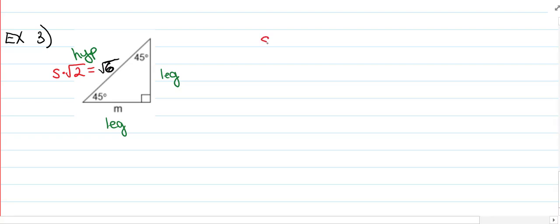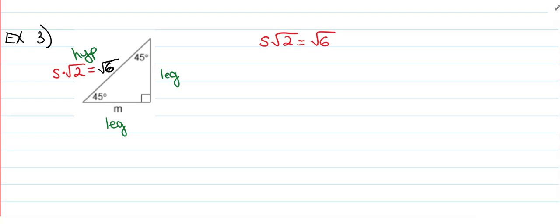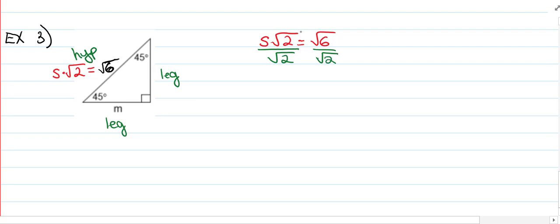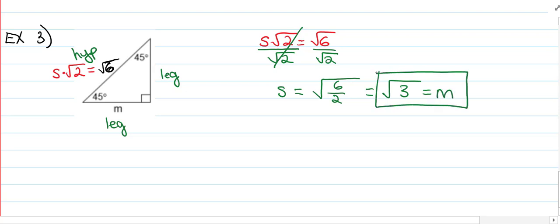I'm going to pull it over here just so it's easier to see. So S times the square root of 2 is equal to that hypotenuse, the square root of 6. So just like in that last example, I'm going to get rid of this square root of 2 in order to isolate my variable S to figure out what it equals. And in this case, I can write this all as one big square root. I can do this as the square root of 6 divided by 2, and we know 6 divided by 2 is 3. So in this case, our leg, M, is equal to the square root of 3.